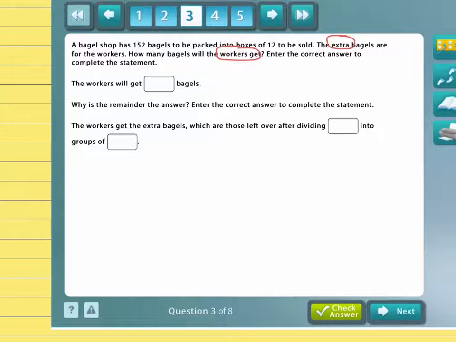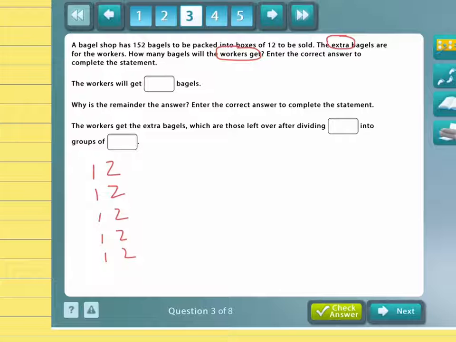A bagel shop makes 152 bagels packed into 12 boxes, and any extra bagels will be for the workers of the bagel shop. So how many bagels will the workers get? What we're looking for here is actually going to be the remainder. So we need to figure out how many extra bagels there are after they pack them into boxes.